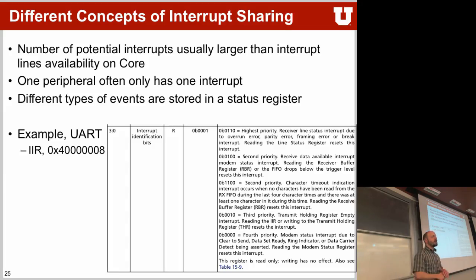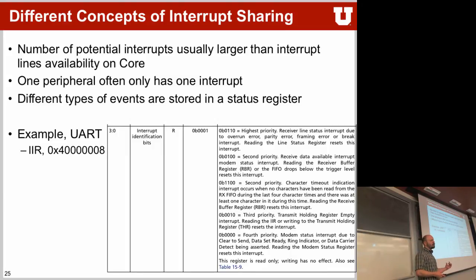Sharing of interrupts. So we only have 240 different interrupt lines. Unfortunately, that's oftentimes not enough. And most of the times, every peripheral only gets 1 interrupt. So within the peripheral, you might have multiple things you want to tell the core. So you have to have a way of sharing interrupts.